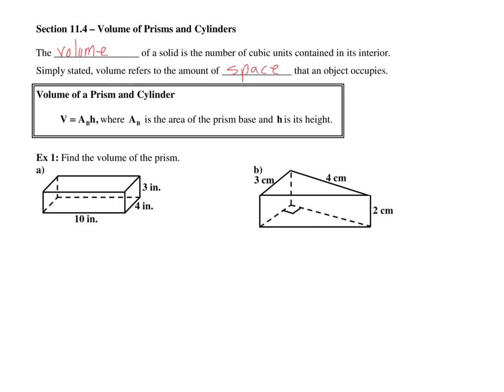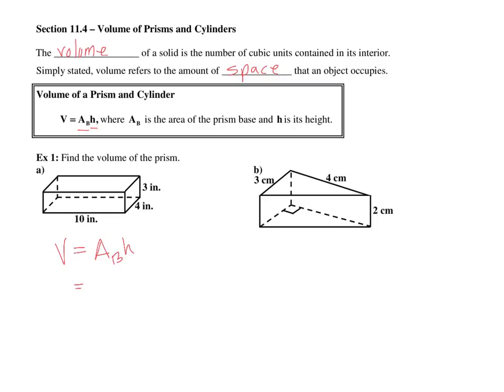that an object occupies. All right, now it's a very simple formula for figuring out the volume of a prism or a cylinder. It's whatever the area of the base is times the height. All right, that's all there is to it. So example 1, find the volume of the prism. So here's our formula. Volume of prism is area of base times the height.